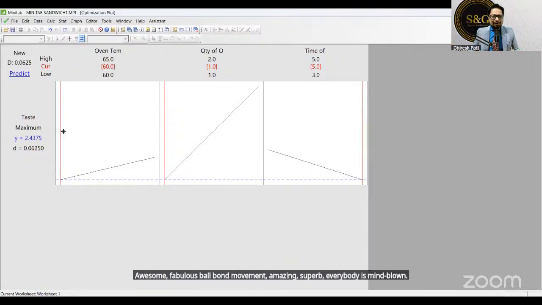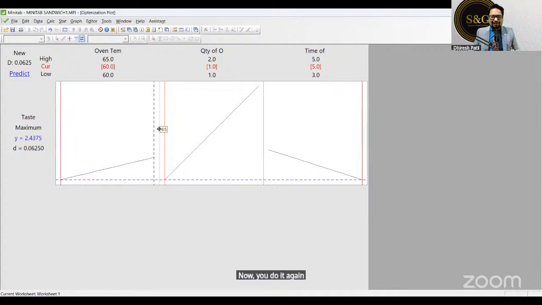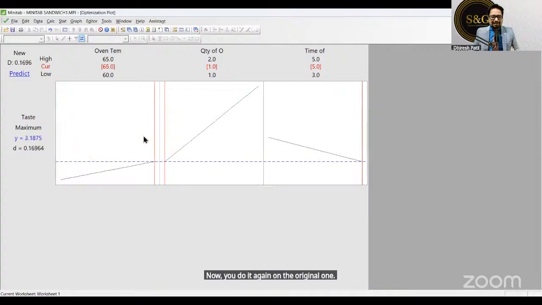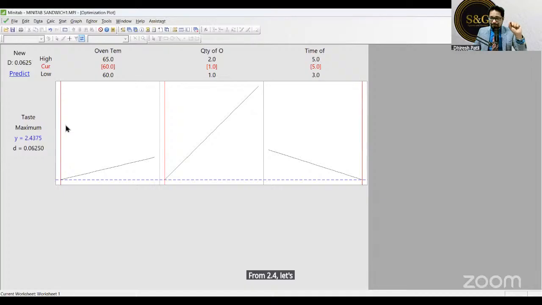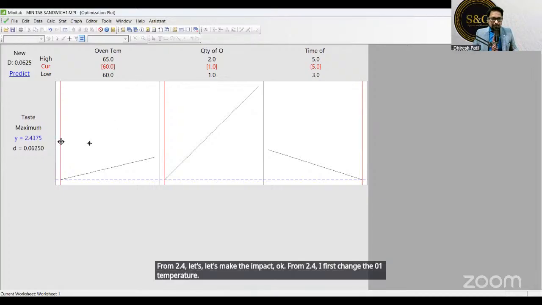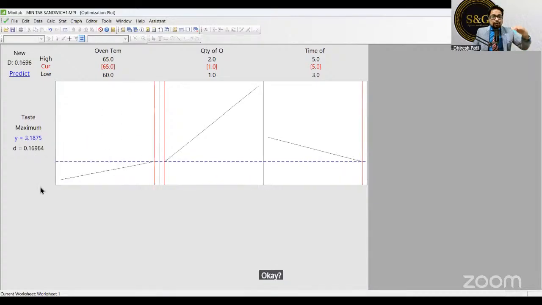Now you do it again on the original one. See the impact, just observe the impact. Let's say from 2.4, let's make the impact. Okay, from 2.4 I first change the oven temperature. Now it has gone to 3.1. Not a very huge impact. Let's look at quantity of onion.